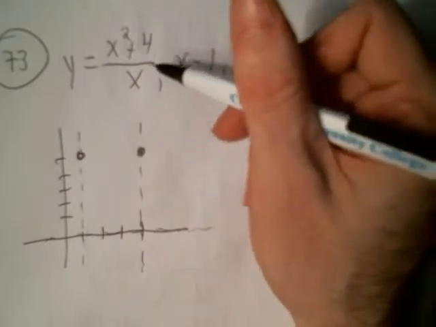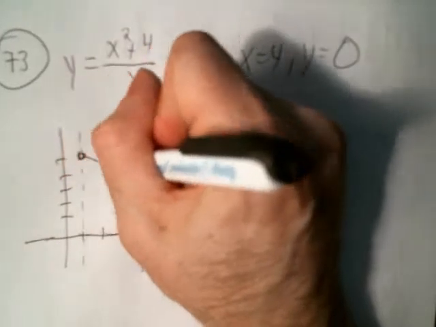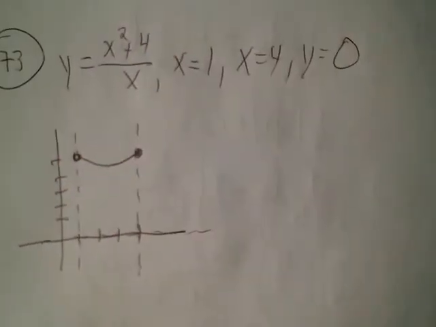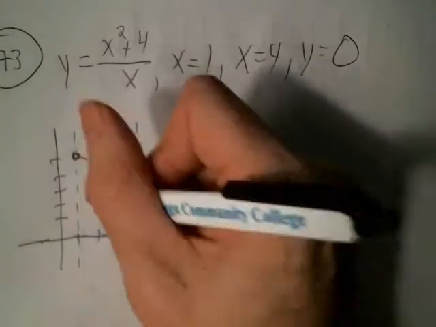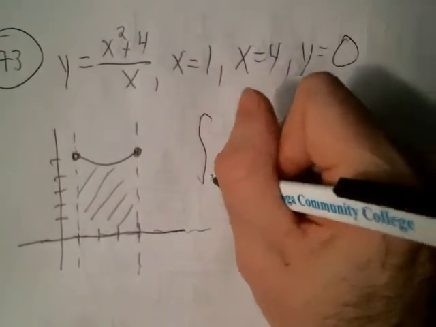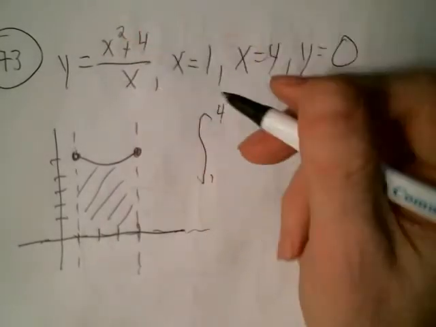It's continuous. Its only discontinuity is at 0. So I don't know what it does. Probably does something like this. I'm just guessing. I don't have time to put it in my calculator. Then I'm going to find this area. Okay, so how do I do that? Well, I do a definite integral from 1 to 4. And then I'm integrating this mess here.